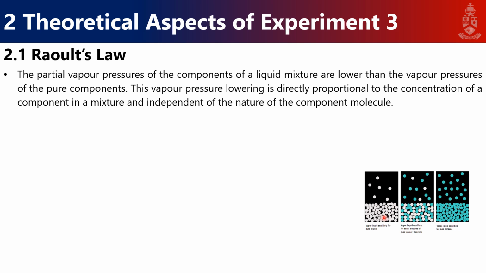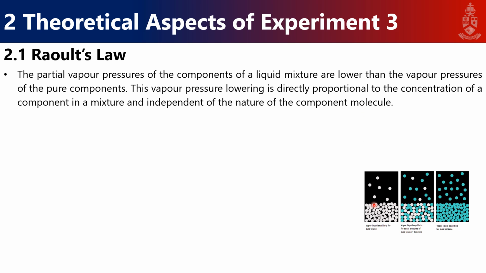But if you just look on the left-hand side, this is the figure for toluene, and this is the mixture of toluene and benzene. So if you look at that sentence again, the partial vapor pressure of the components of a liquid mixture are lower than the vapor pressures of the pure components. So for toluene, which are the white molecules, I've got less molecules in the vapor compared to that of the pure component. And this vapor pressure lowering is directly proportional to the concentration of a component in a mixture and independent of the nature of the component molecule.